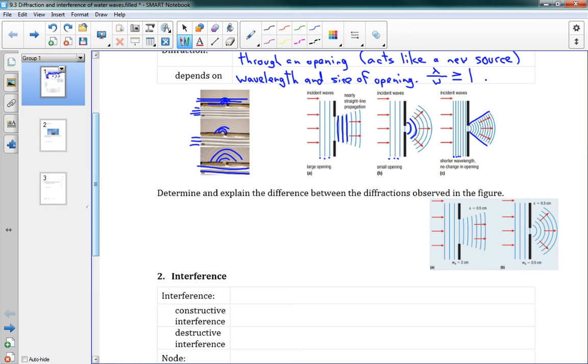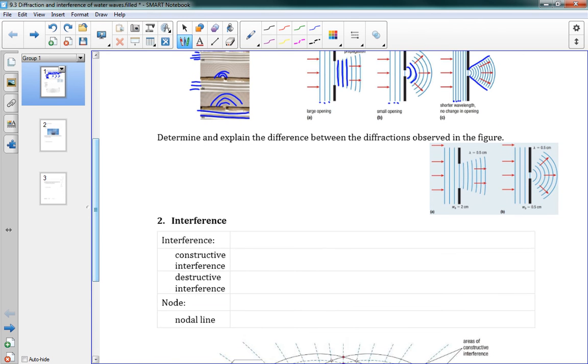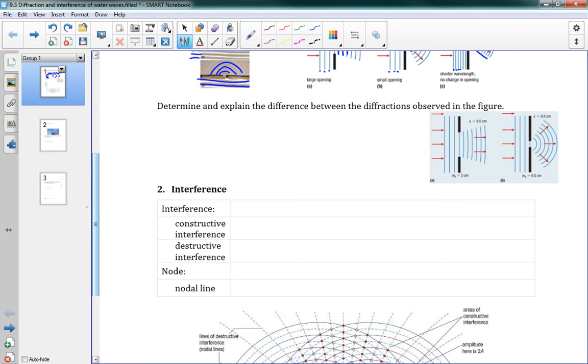All right, so that's the idea for diffraction, and it's important because we're going to be using this to understand some ideas about light in the next couple sections. So the first problem here says, determine and explain the difference between the diffractions observed in the figure. Well, we can see that the first one here, I'll do A. We have lambda is 0.5, W is 2, so we have lambda over W, 0.5 over 2, and so this is equal to 1/4, which is less than 1.